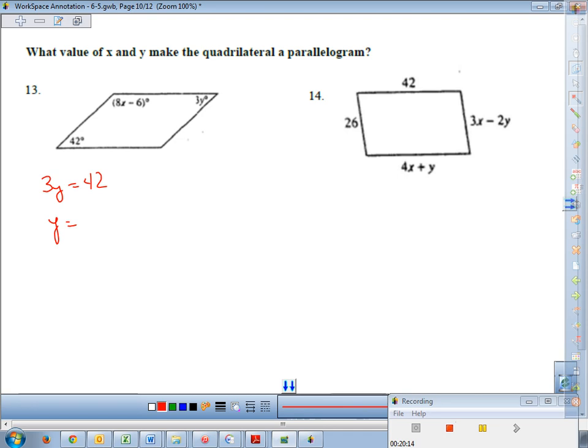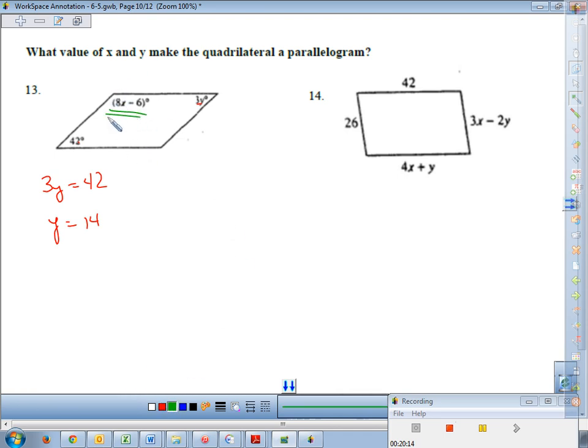14, right? So what's that mean right there? It says what value of x and y make the quadrilateral a parallelogram? If y was 14, we'd be in business, right? But it doesn't have to be. But if y was 14, it still wouldn't make it a parallelogram because just this would be 42 and that would be 42, right? Wouldn't we need this to be something also? So we need to figure out what x is.